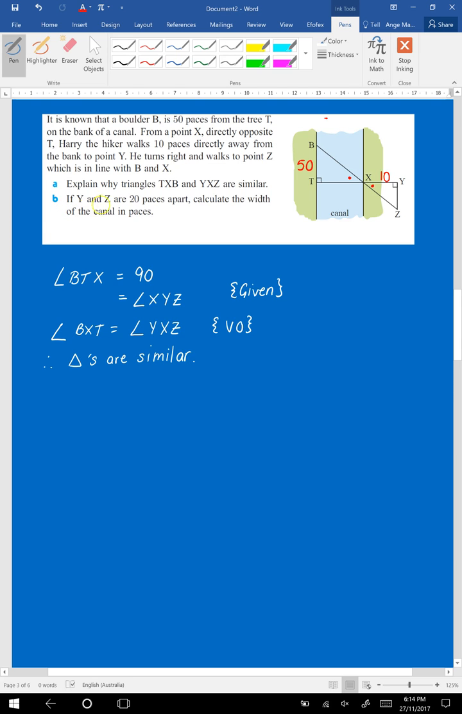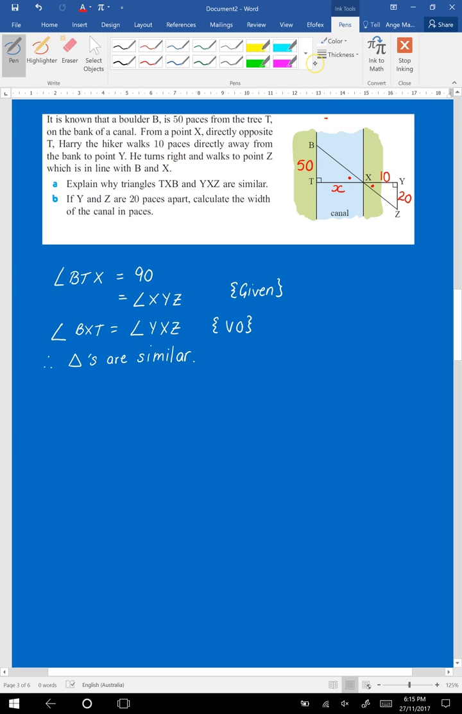Okay, we know Y and Z are 20 meters apart. So again, every time you get a bit of information, pop that on your diagram. So YZ is 20 meters apart. Calculate the width of the canal. So we want this one here.